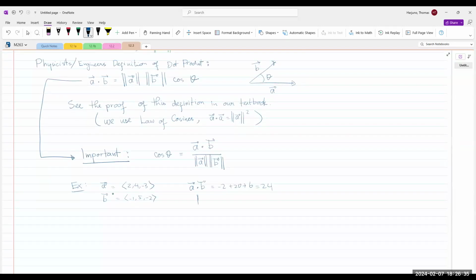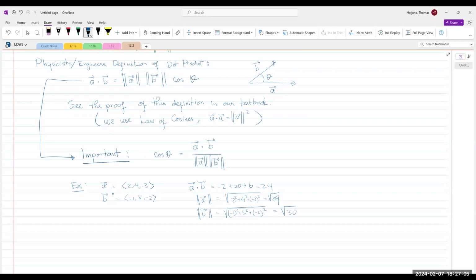Also, the magnitude of A is square root of 2 squared plus 4 squared plus -3 squared. That's square root of 29. Magnitude of B is square root of -1 squared plus 5 squared plus -2 squared. What's that? 1 plus 25 plus 4, that's square root of 30.